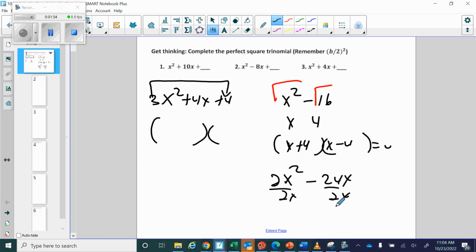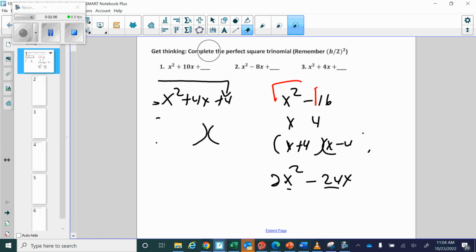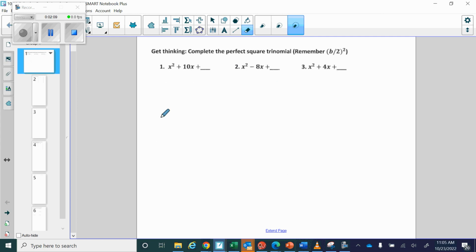Well, now we're going to use a different way. We're going to use completing the square to help us find the solutions or the roots of quadratic equations, all right? So before we jump into that, let's go back and revisit how we can find the C value to make this a perfect square trinomial.